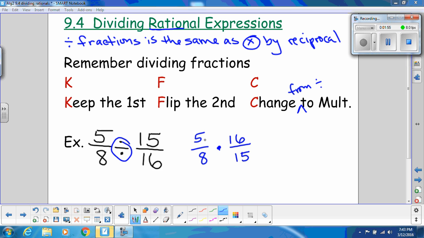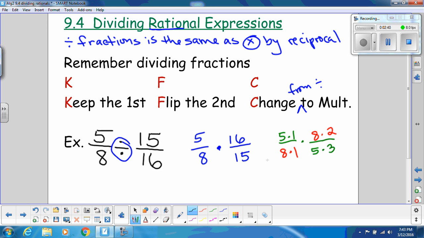Now we're going to do exactly what we did in the last lesson with multiplication. Remember we said we could either multiply across and then reduce, or we could reduce right away. So what I'm noticing is that 5 and 15, 15 is a multiple of 5. So I'm going to rewrite 5 as 5 times 1. Remember how we factored? And then I'm going to rewrite 15 as 5 times 3. And then I also notice that 16 is a multiple of 8. So I'm going to write 8 as 8 times 1. And 16 is going to be 8 times 2.